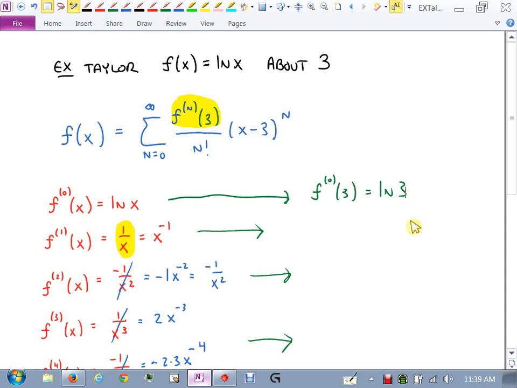Okay, so can someone help me write out the formula for the natural log of x about 3? Okay, so f of x should be that first term, which was just natural log 3 over 0 factorial times x minus 3 to the 0, right? That's our first term. That's when n is 0, right? When n is 0, it doesn't follow the pattern of my formula. But the rest of it does.